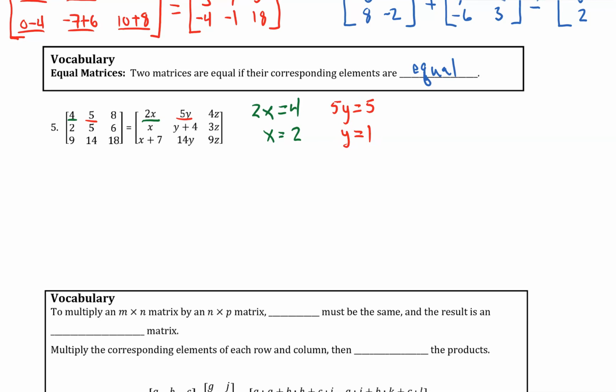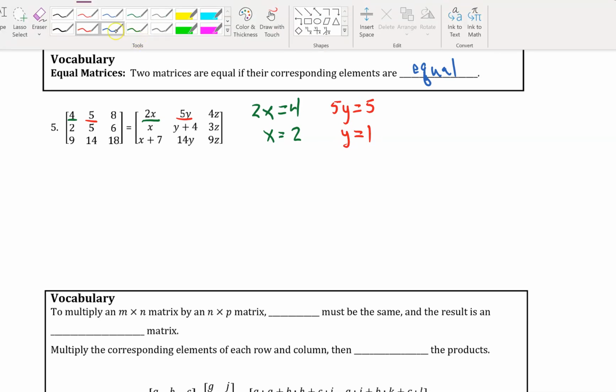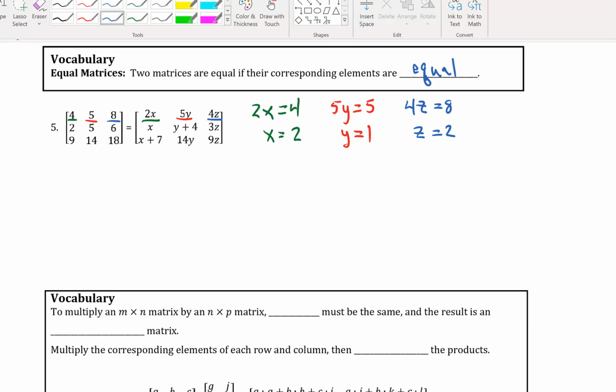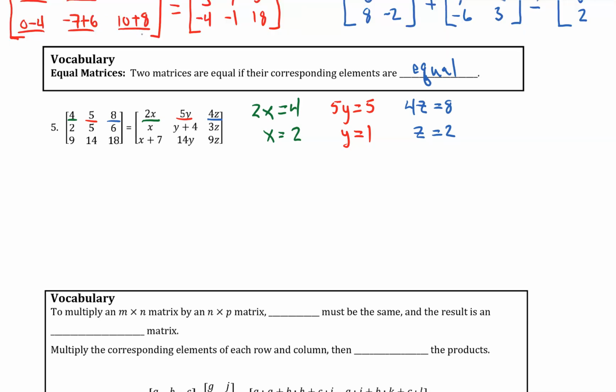And it's saying for this last one that 4z is equal to 8. And so z would have to be 2. Now, the rest of these, they're all still x's and y's and z's, and they're just kind of putting them in here to hopefully make you understand that they should be the same all the way through.